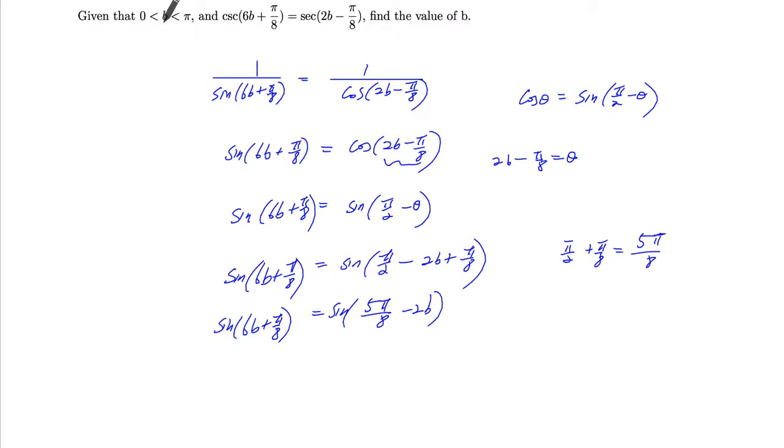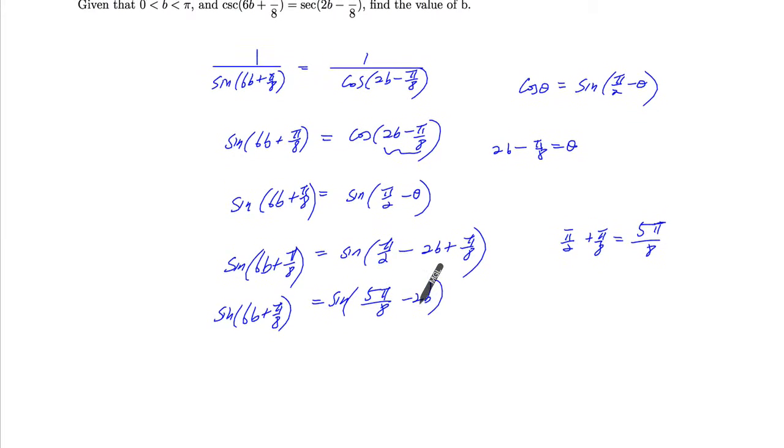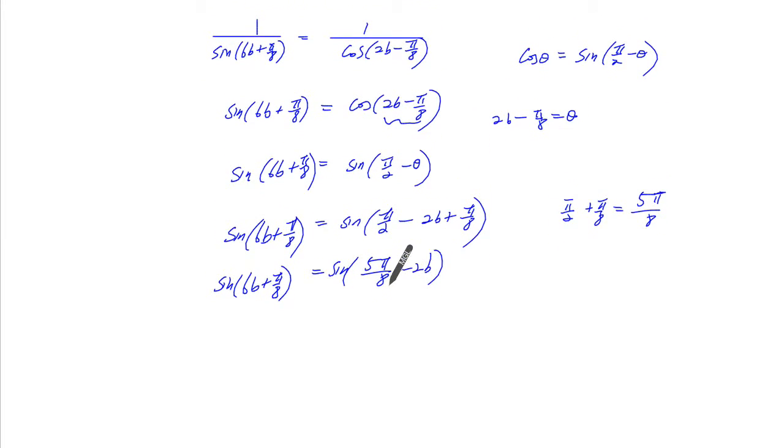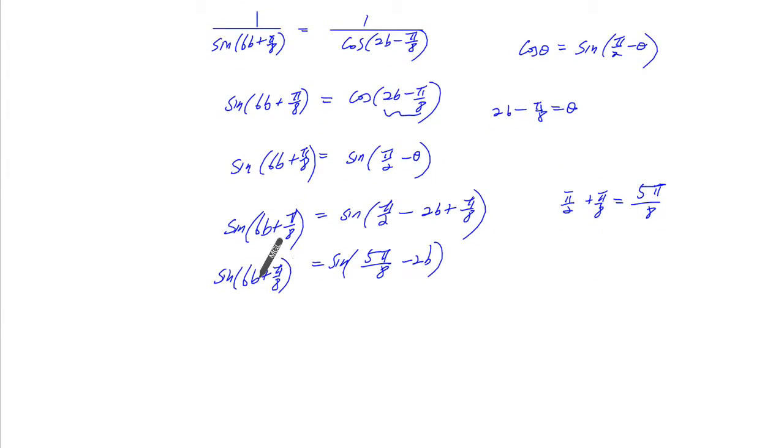Since b is from 0 to pi, clearly this is going to be likely the smaller value here, right? So if I plug in, let's say, a small value, pi over 8, oh, this is actually bigger. Okay, so I don't know exactly which one's bigger, but this is what we have to do. We have sine and sine. So potentially we can say 6b plus pi over 8 is equal to 5 pi over 8 minus 2b. But is this the only possibility?